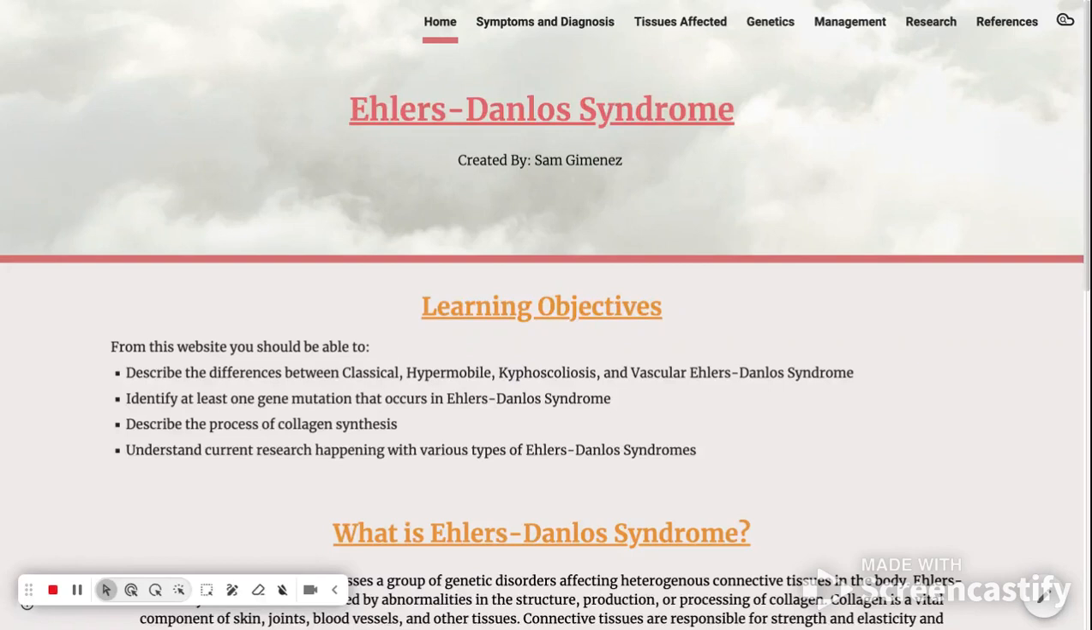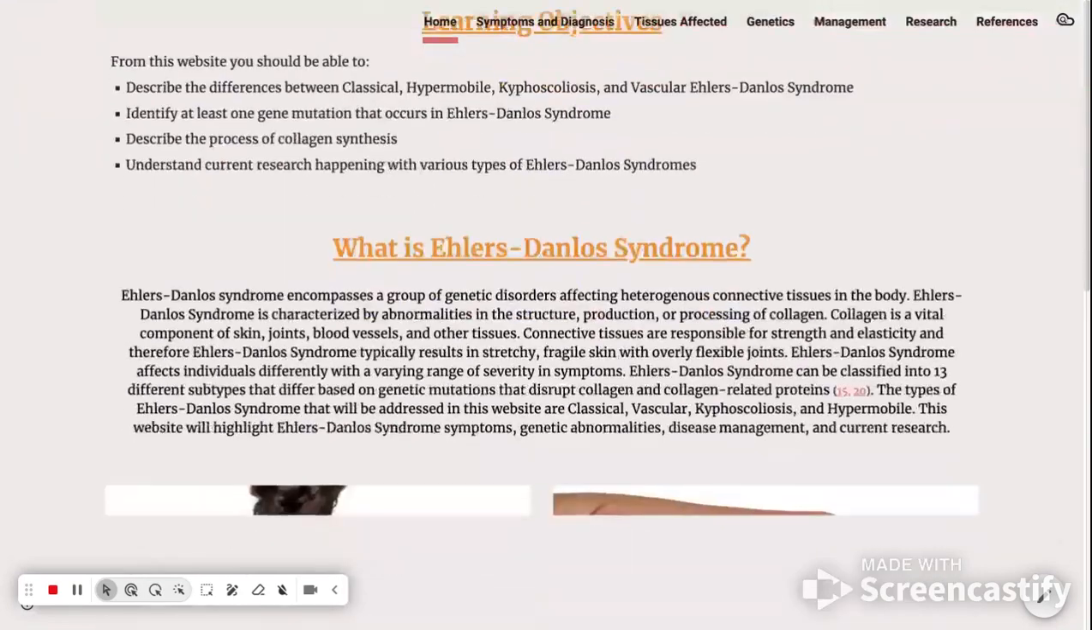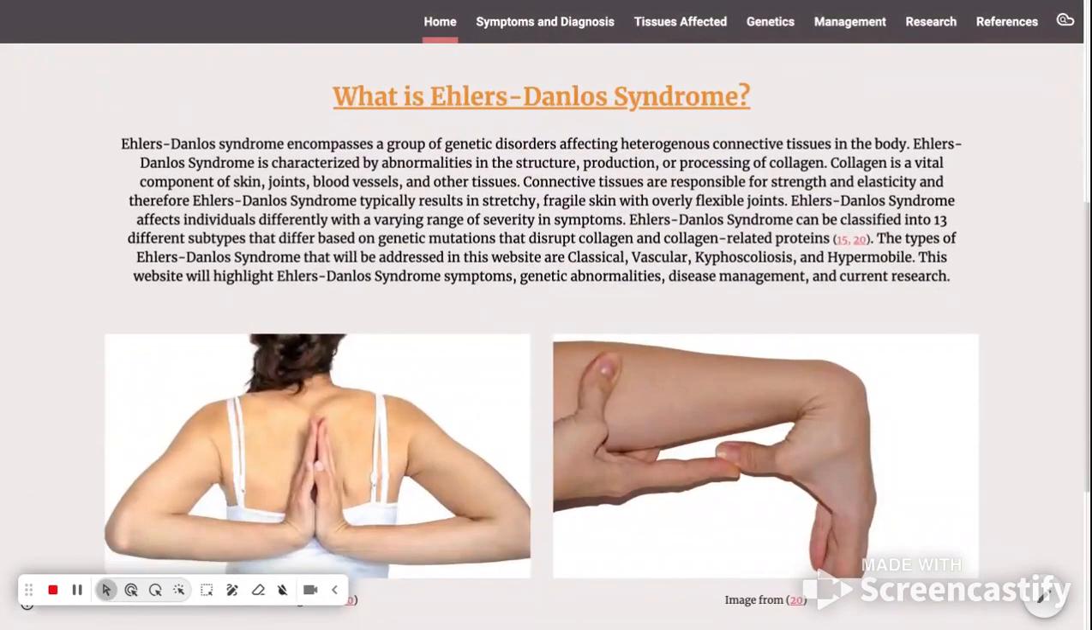By the end of this presentation, you should be able to describe differences between the 4 types that we discuss, identify at least one genetic mutation that occurs, and describe the process of collagen synthesis. First, we'll start with an overview about what Ehlers-Danlos syndrome is.